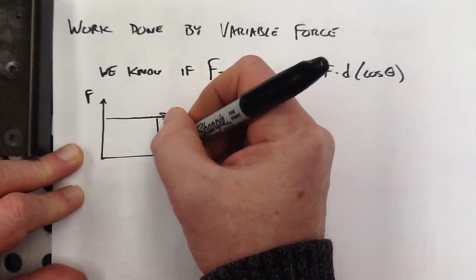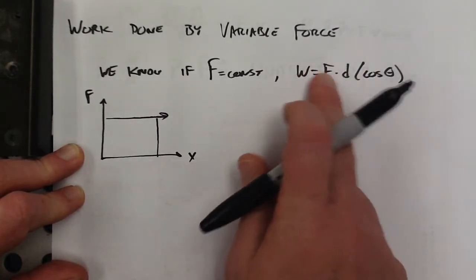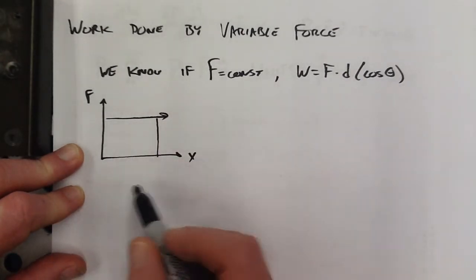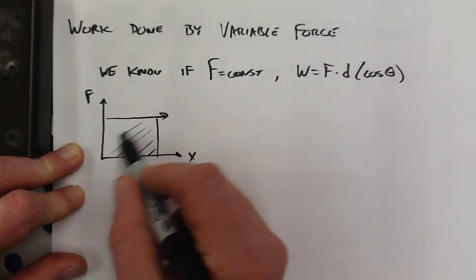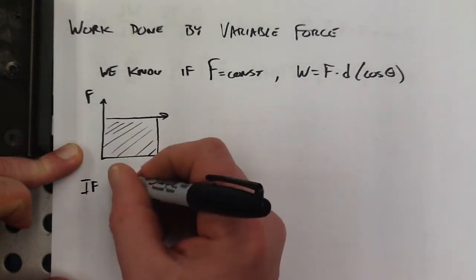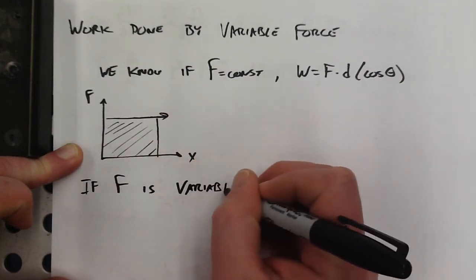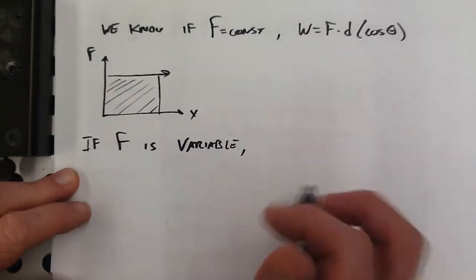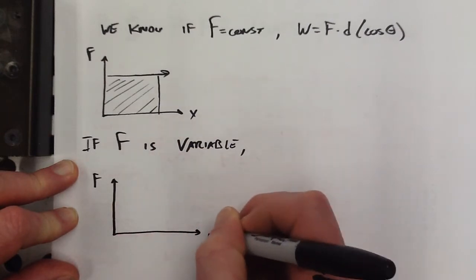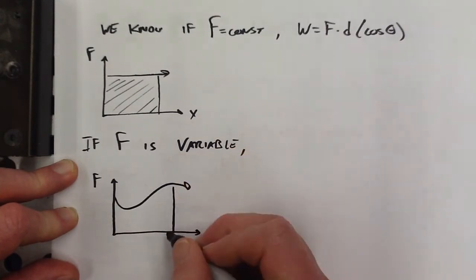And if you want to visualize what you're doing when you're multiplying these together, well, multiplication is kind of like finding area, right? It's a force times a distance. So you could think of that force times distance as the area of this. So if force is variable, then it's the same thing. It's still the area.